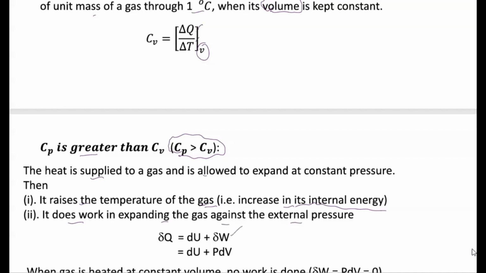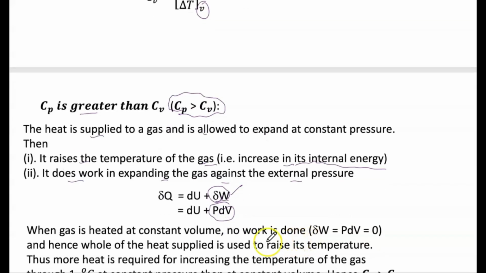So dQ is equal to dU plus dW. That is the work done. Work done, I am writing the formula P into dV, the pressure into change in volume, that will be our work done.